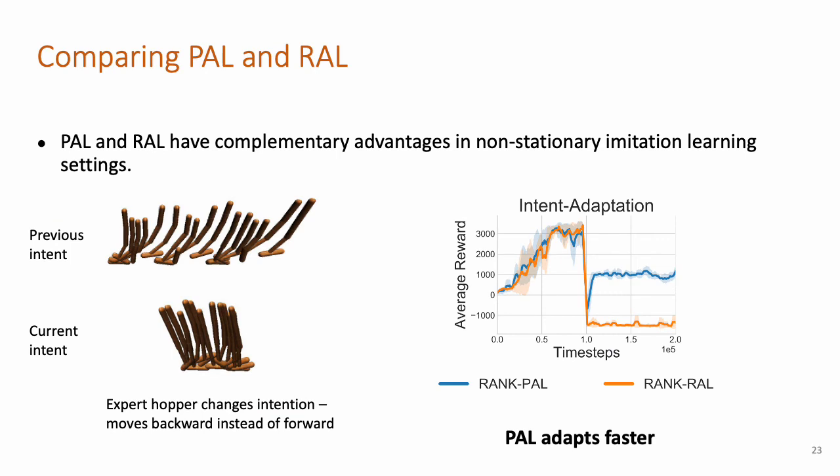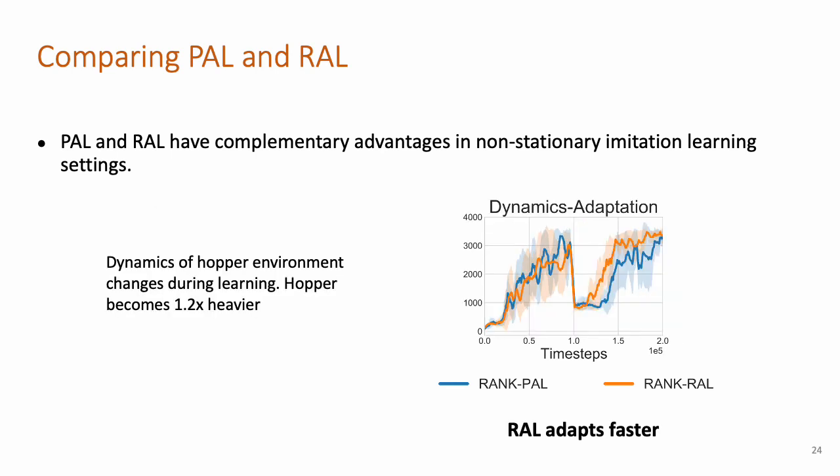We also point out the complementary benefits of PAL and RAL in non-stationary imitation learning settings. First, we consider a setting where the expert agent changes its intention during the agent learning process. Here, the hopper expert decides to walk backwards rather than forwards. In this setting, PAL adapts faster because of the fast reward update. Second, we consider a setting where the dynamics of the environment are changed during the agent learning. Here, the mass of the hopper agent is increased by a factor of 1.2. In this setting, RAL adapts faster due to its fast policy update.